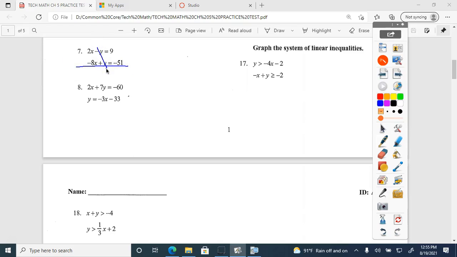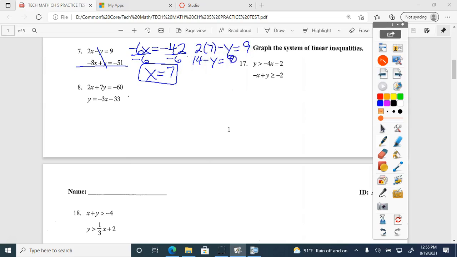So we're left with -6x equals, what is 9 minus 51? -42, right? Yeah. And then divide by -6. X is 7. And then what do we do with the x to get y? Plug it in. So 2 times 7 minus y equals 9. That is 14 minus y equals 9. Subtract 14, subtract 14. Negative y is -5, but do we want negative y? No, we want positive y. So what would positive y be? Positive 5.